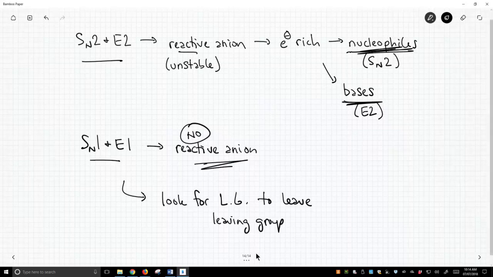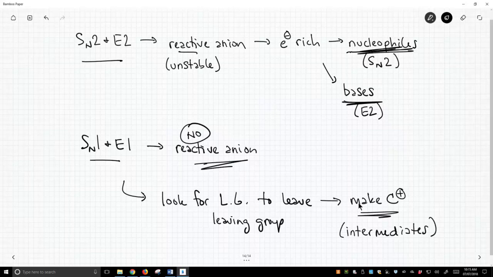We're going to end up making a carbocation. So then, we've seen carbocations before. This is one of our four reaction intermediates.